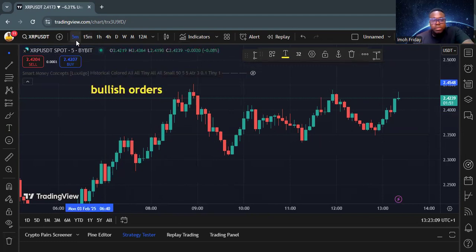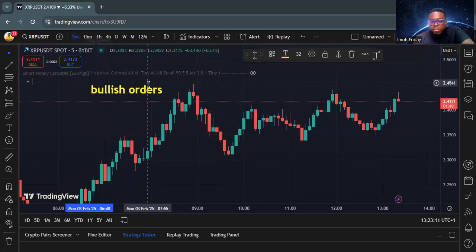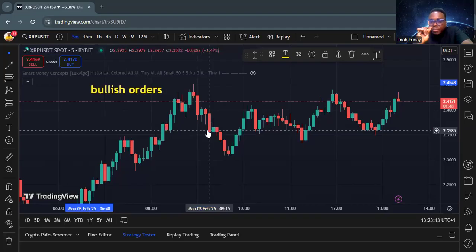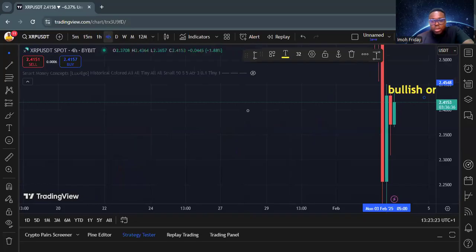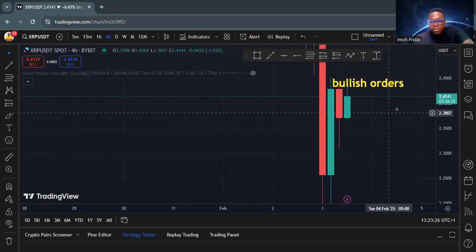I've come down to 5 minutes. I came down to 5 minutes intentionally. Now, order block is easily spotted at a lower time frame. However, you can spot them at the higher time frame, like 4 hours.